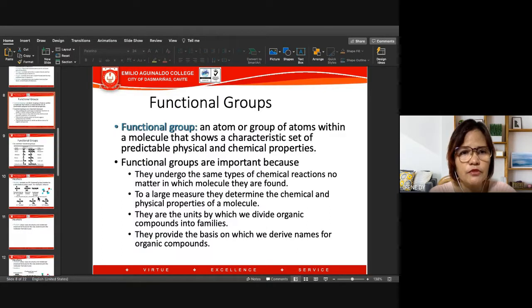So, let's go for the functional group. So, when you talk about functional group, this is an atom or group of atoms within a molecule that shows a characteristic set of predictable physical and chemical properties. So, why are they important? No? They undergo the same type of chemical reactions no matter in which molecule they are found. Kumbaga, buo silang naka-attach sa ibang molecule. Para din silang ions because there were ions that were just single, no? But most ions were 2 or 3 elements that are composing them, di ba?